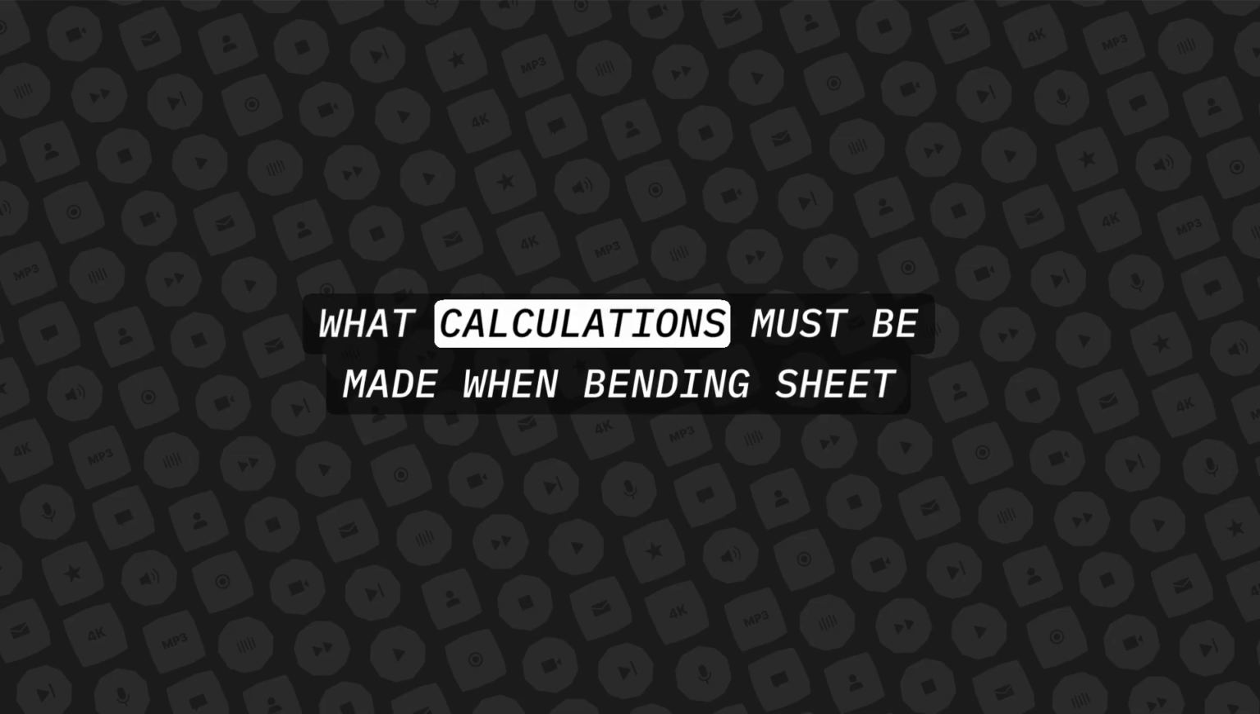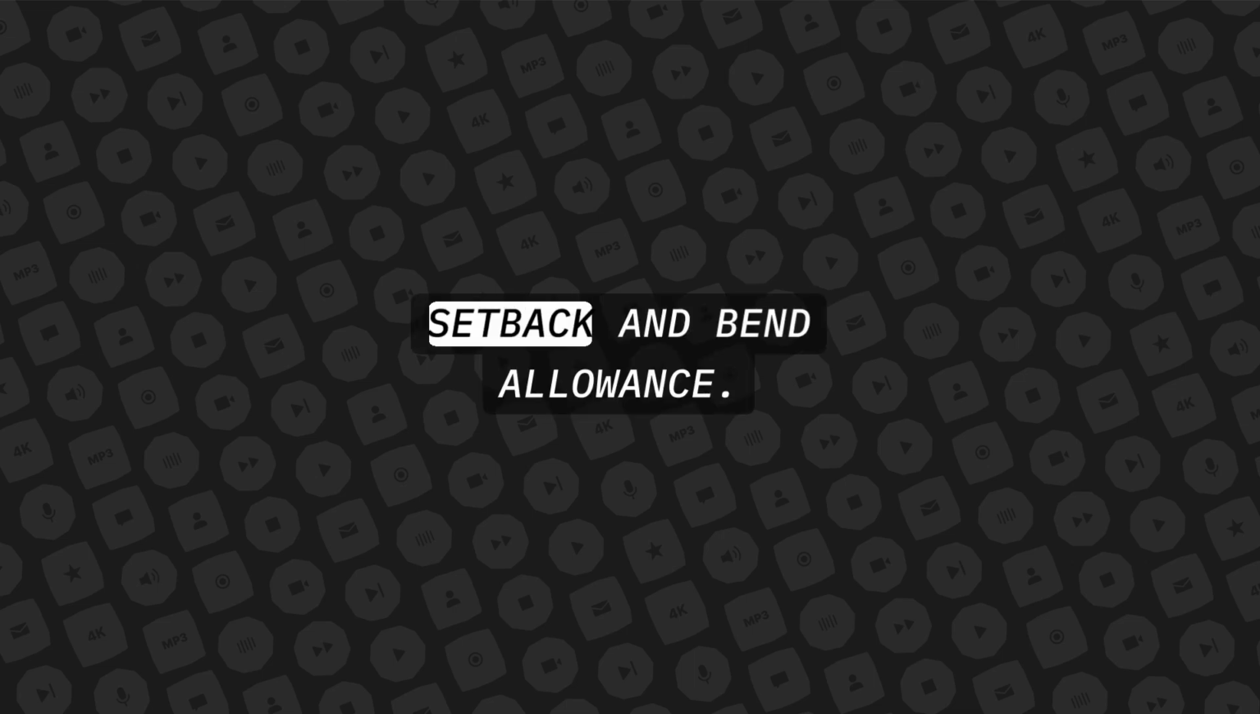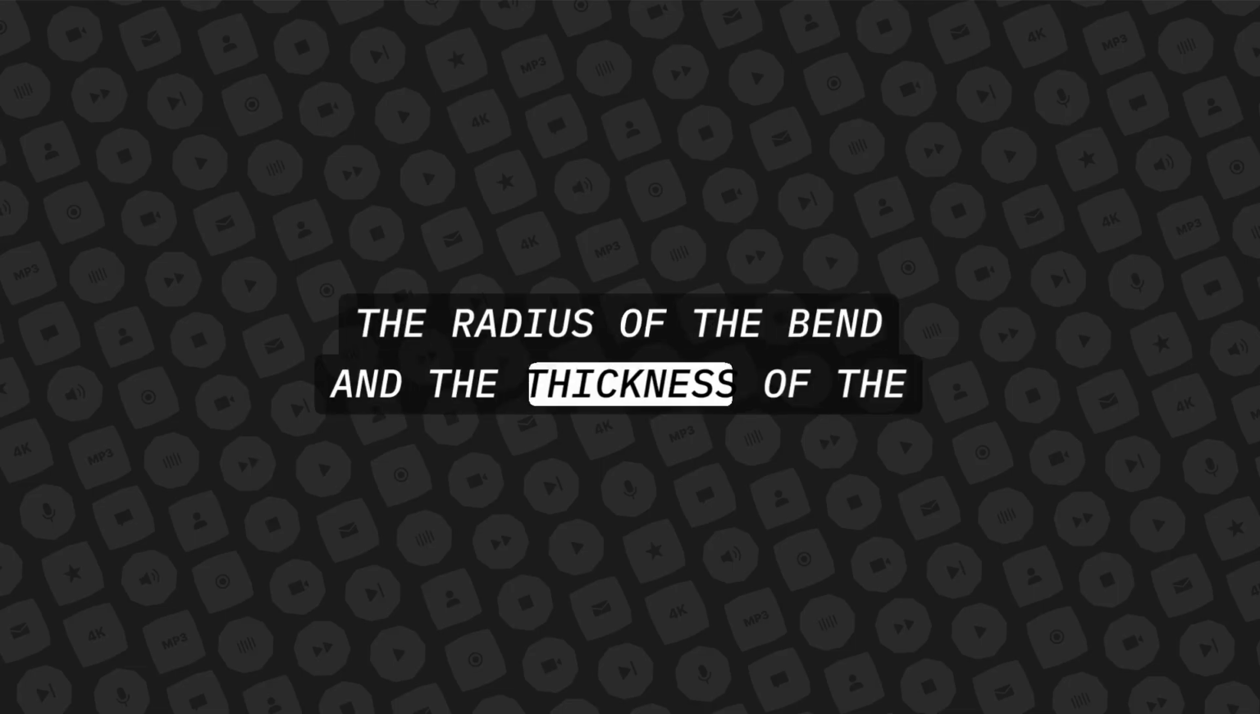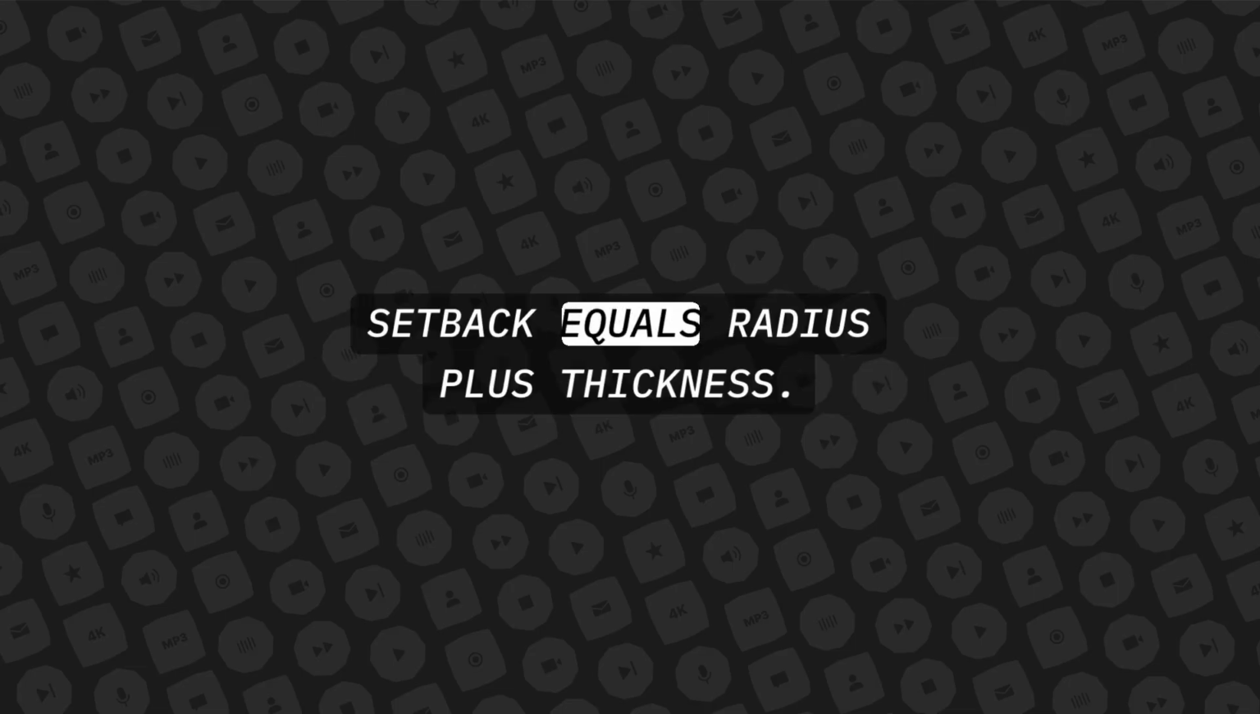What calculations must be made when bending sheet metal? Setback and bend allowance. What factors are used to determine setback? The radius of the bend and the thickness of the material. Setback equals radius plus thickness.